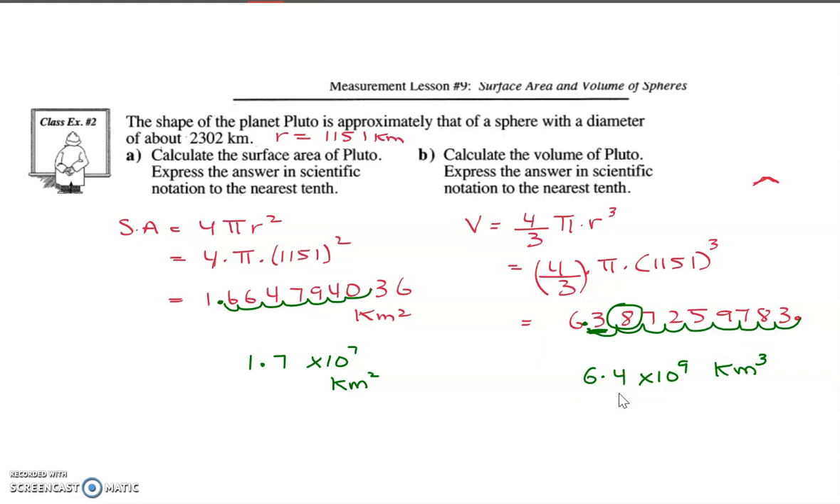So again, you should be able to do these questions quite easily with smaller numbers. Our radiuses are going to be much smaller, but we just need to remember to use the correct formulas and make sure we input them in the calculator properly.